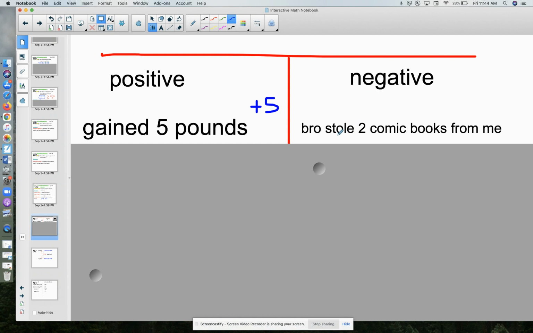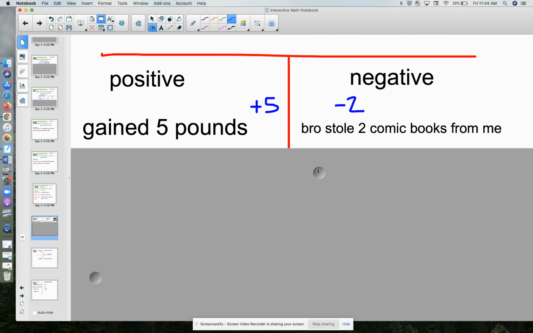Something negative is maybe your brother stole 2 comic books from me. So if my brother stole 2 comic books from me, then it'd be negative 2. All right. So pause the video and think of some things that could be positive and some things that could be negative. Write down the situation and then you can write down the number.